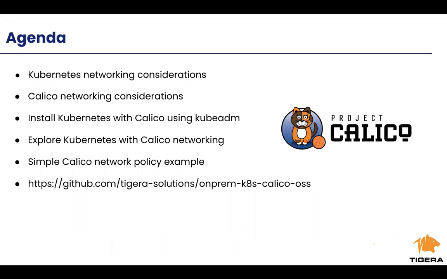What I'm not going to do today is go through installing it live. We're just going to walk through it. I want to explore the Kubernetes with Calico networking considerations, talk through some of the different options that are available, and point you to some resources that we have available online. And as part of the lab, there's a simple Calico network policy example at the end.